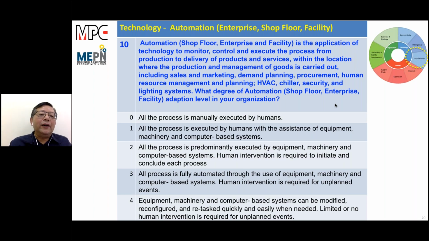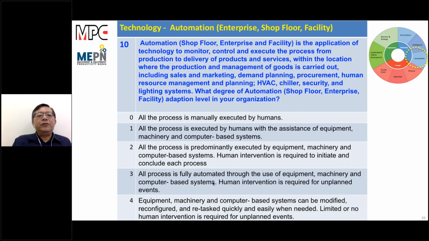Then number 2 says that all the processes are predominantly executed by equipment, machinery, and also computer-based systems. Human intervention is required to initiate and to conclude each process. Some of the large companies or medium companies start to migrate to this stage. They already have a certain level of automation. Human intervention is only required as needed.